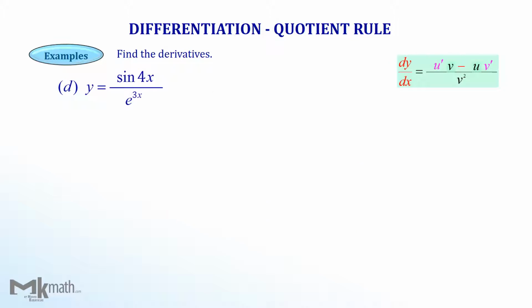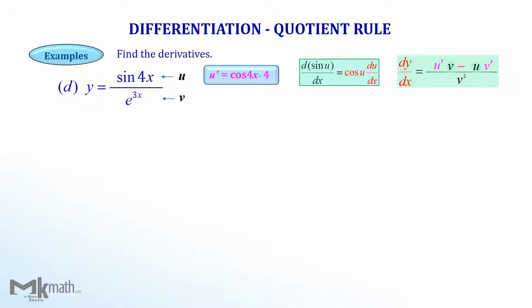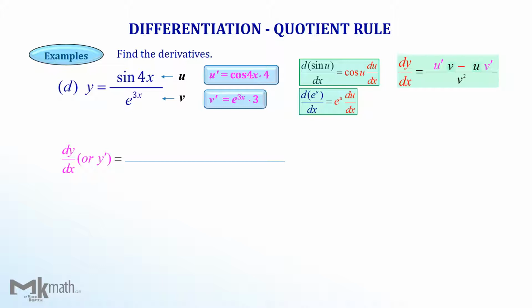Let's take a look at the last example. Let's label the numerator as u and the denominator as v. Then find the derivative for each. U prime is 4 cosine 4x using the formula, and v prime is 3 using the formula shown. Now we have all four functions to apply the rule.